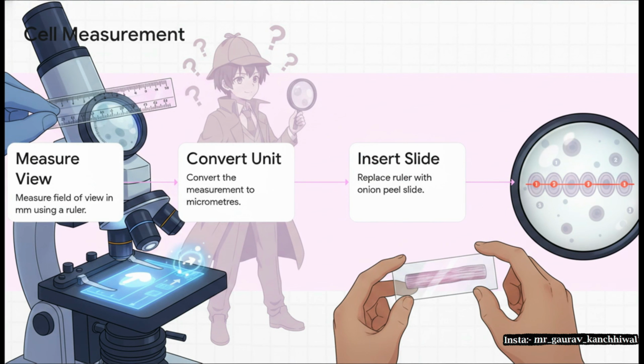Moving right along to Section 2, the onion cell experiment. Now that we have our mathematical key, let's see how scientists actually put it to work in the lab to figure out the exact estimated size of a single onion peel cell.